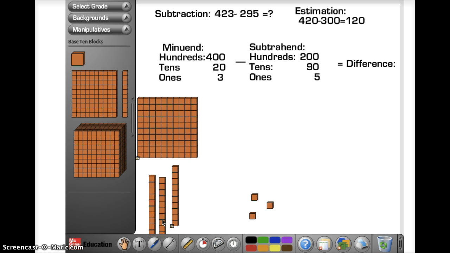Next, we will look at the ones place value. We want to take away 5 ones, but since there's only 3 ones from the minuend, we want to trade a 10 block for 10 1 blocks. So from here, we subtract 5 1 blocks.